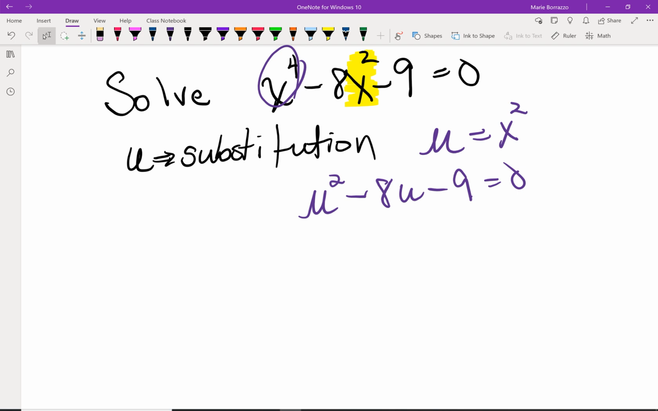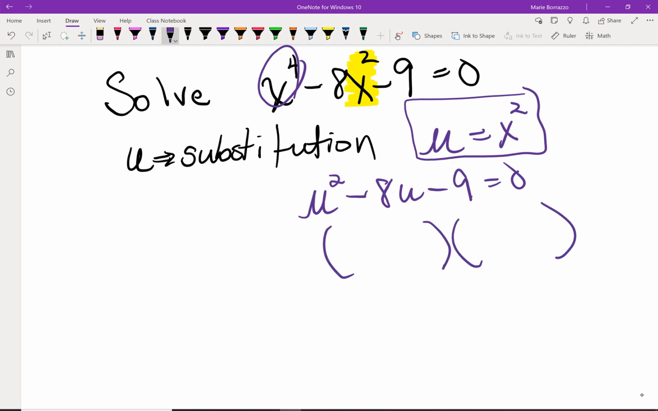And when you do examples 7 and 8, you're going to notice that you need to use U substitution. Now, the reason we use U substitution, and I'll keep reminding you of this, is because this is very easy to factor now. This is simply going to become U minus 9 times U plus 1. And now we can solve where U is equal to 9 or U is equal to -1.